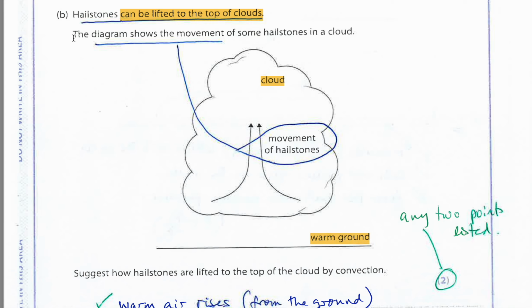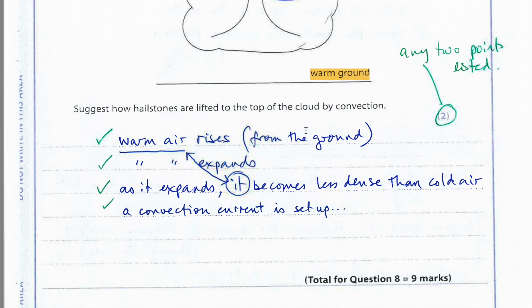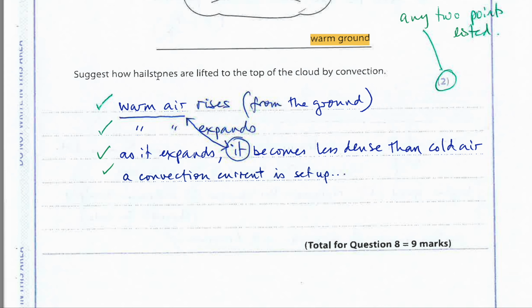So the warm ground is the source of your heat. Okay, so it says a diagram shows the movement of the hailstones. So this is showing how warm air will rise. Okay, so it wants you to suggest how hailstones are lifted to the top of the clouds by convection.